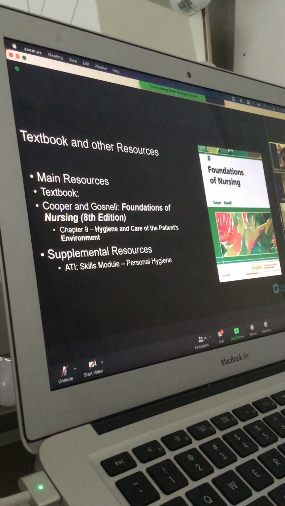There is an ATI activity connected to this lecture, which is your skills module, personal hygiene. I believe this is part of your graded assignment, which means you need to do this; it is mandatory. This would be your references, your resources. On top of the book, you have your ATI skills module, personal hygiene. Make sure you complete the lesson in that one. That would be helpful as well.